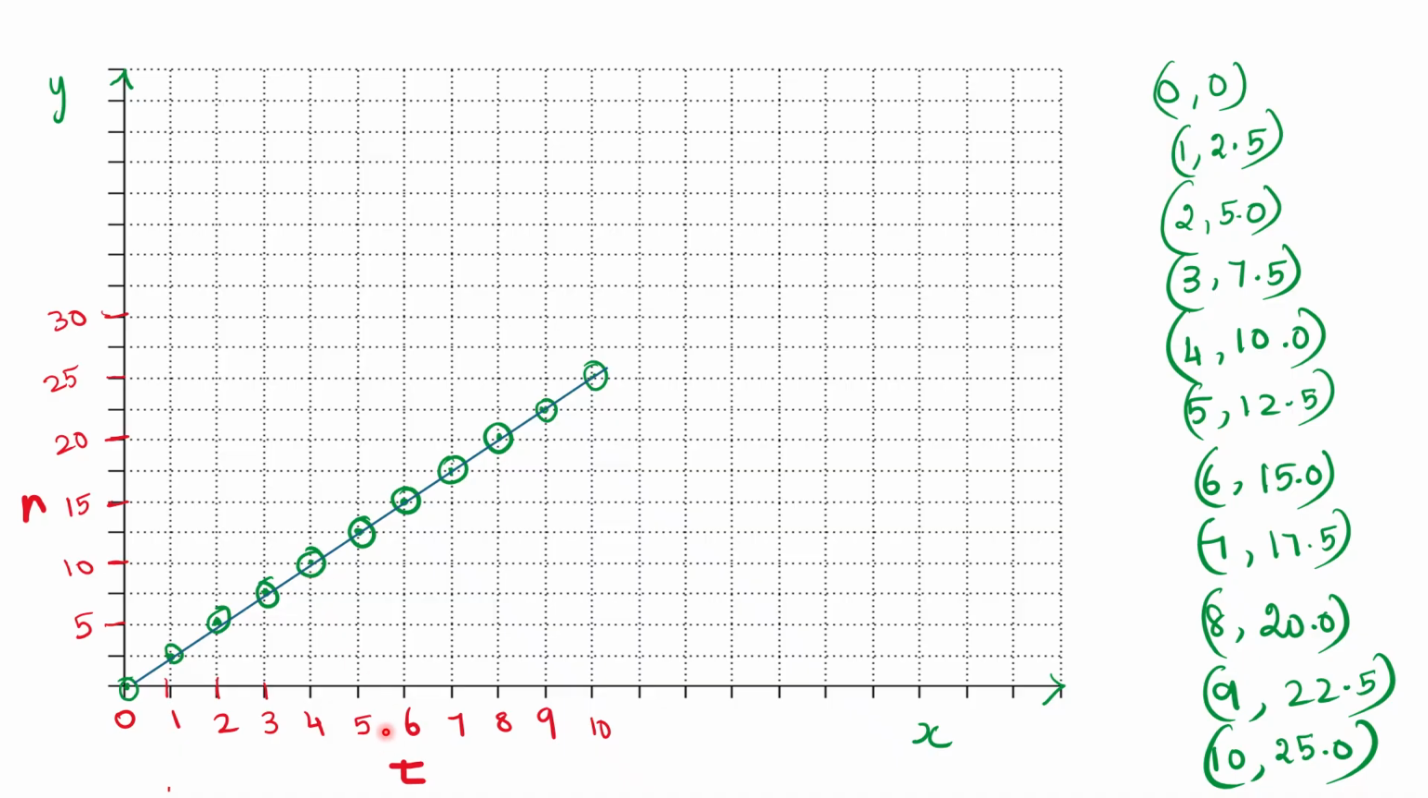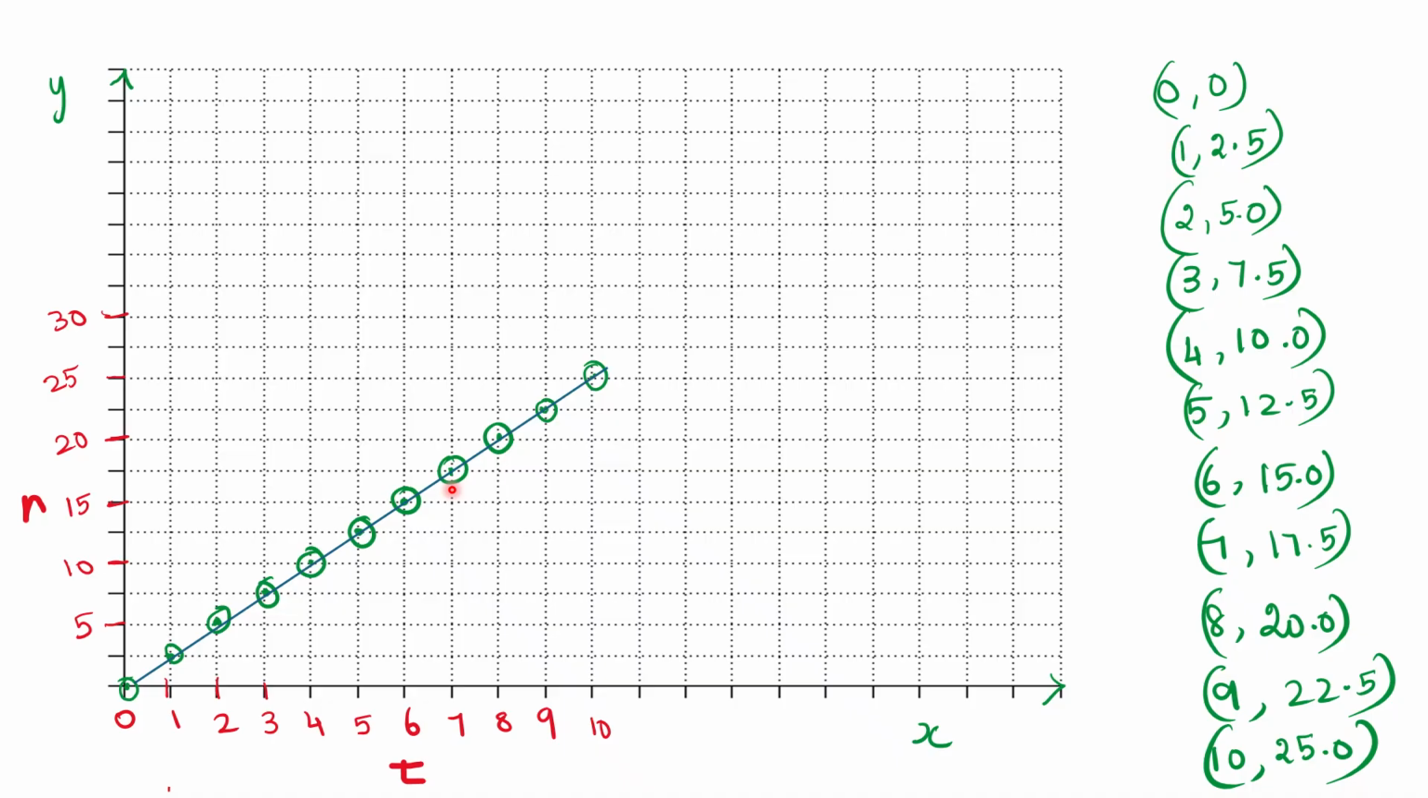Now 5, 12.5. So 5 we take from the x-axis, 12.5 from the y-axis. Again this is the midpoint. So 5, 12.5. Now 6, 15.0, which is just 15. So 6, 15. Now 7, 17.5. 7 we take from the x-axis, and 17.5 is the middle point. So the meeting point is here.